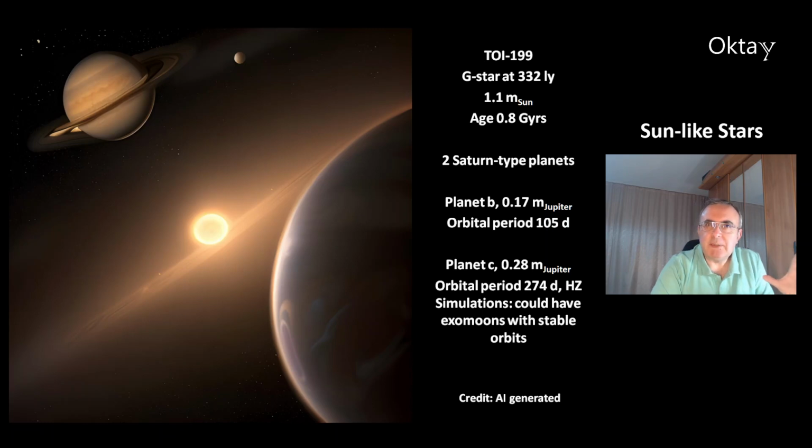This is another G-type star, TOI-199, at a distance of 322 light-years. It is a bit more massive than the Sun, 10% more massive. It is a very young star with an age of just 800 million years. It has 2 Saturn-type planets. One is 17% of Jupiter's mass, Planet b, orbital period 105 days. Second, Planet c is more massive. It has 28% of Jupiter's mass. Orbital period is 274 days. That planet is in the habitable zone. And simulations have shown that this giant planet could have exomoons with stable orbits.